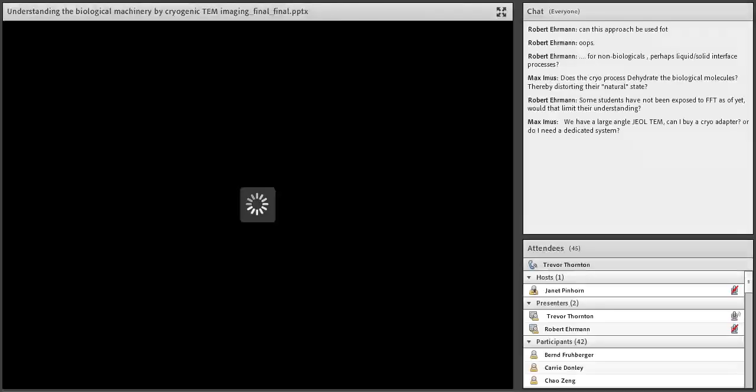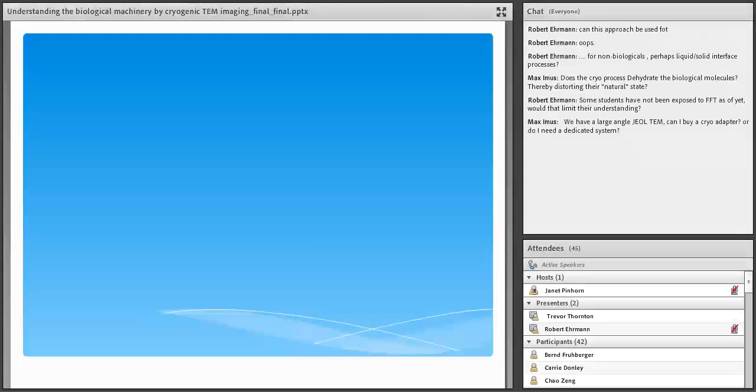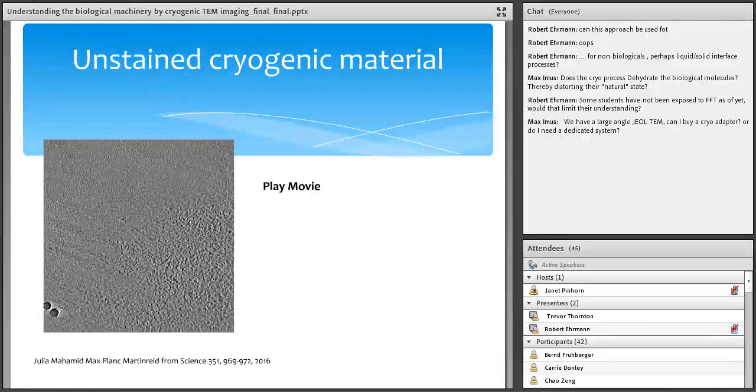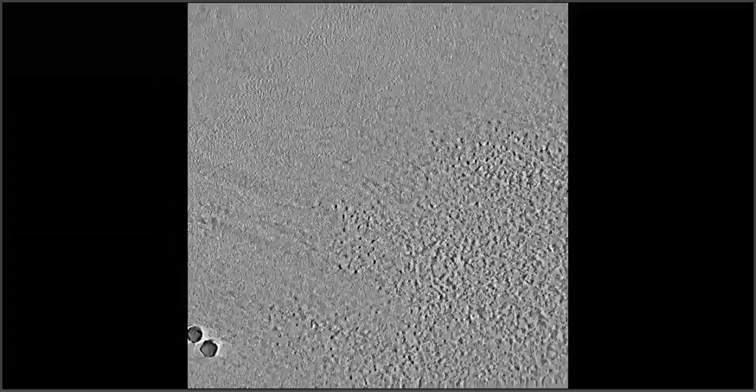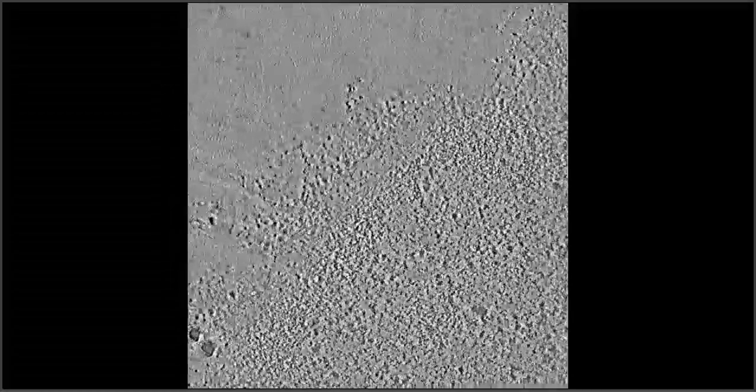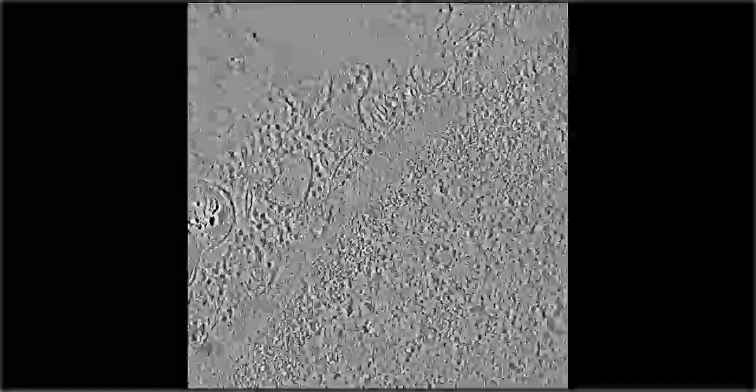And that should be a movie as well. Now this is going to show us the... So this is a cryogenic slice through the leading edge of a HeLa cell that comes out of a group in Martin's Reed. And the young woman who did this is now at the EMBL lab. And so this is a nucleus at the bottom right and the nuclear envelope in that streak in the middle.